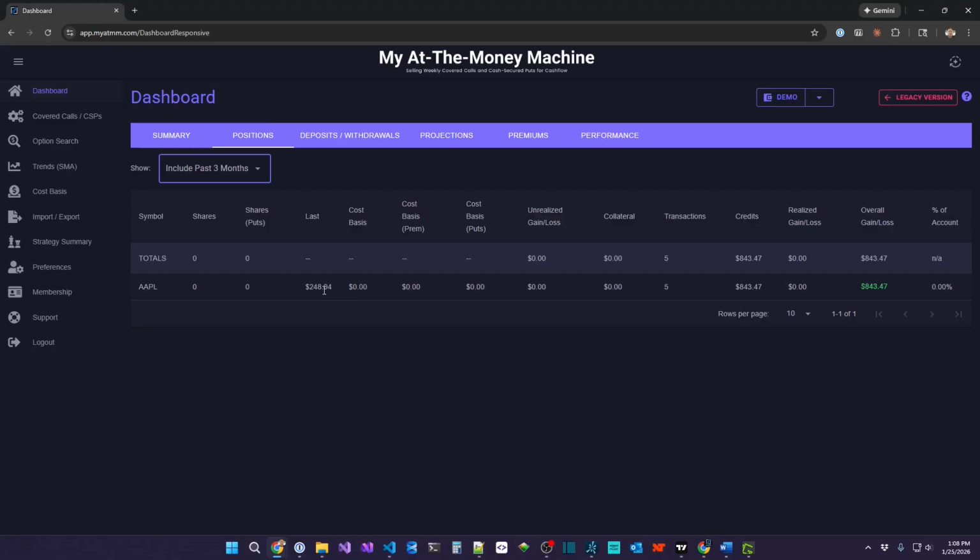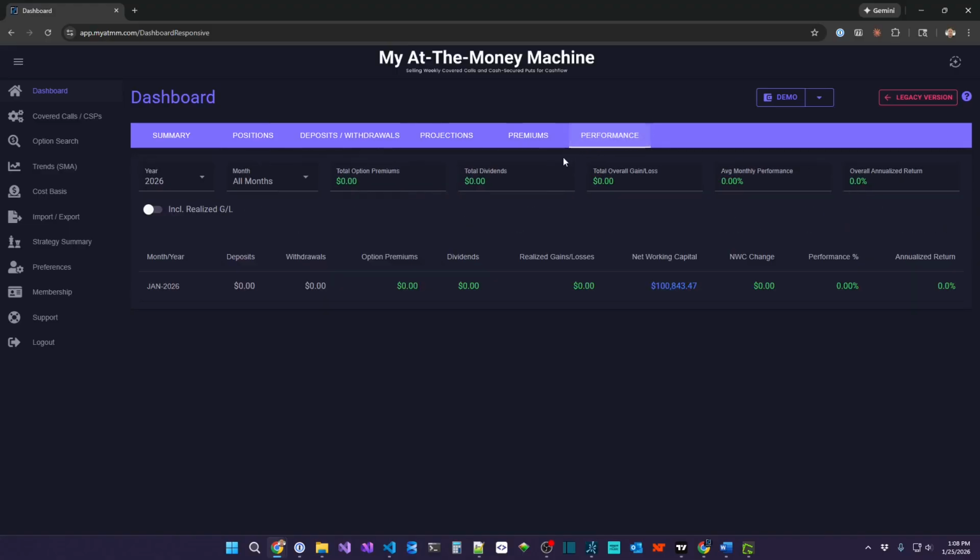So anything it shows in this grid is the overall for that ticker for the entire time we've ever been tracking it in this application. So overall for Apple, we have done 5 transactions on it and collected $843.47. And since we don't have any active positions, it's 0% of the count. So nothing there. All right.